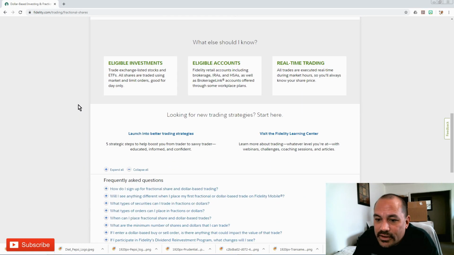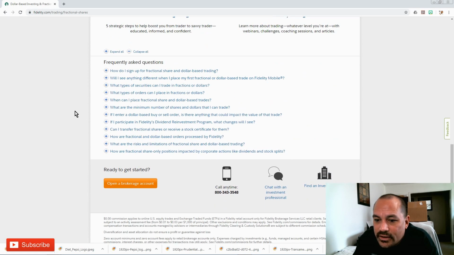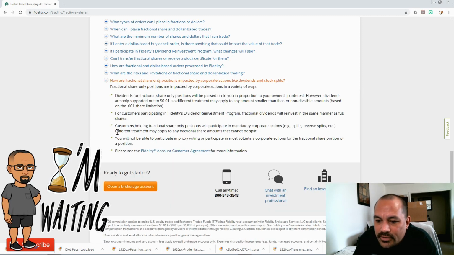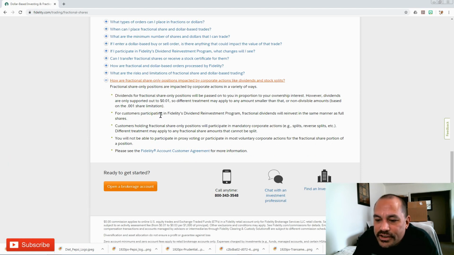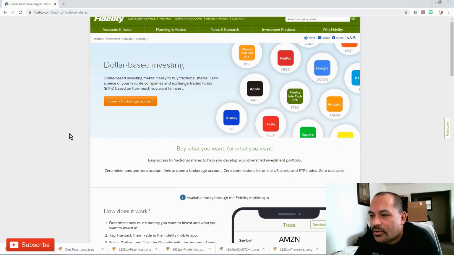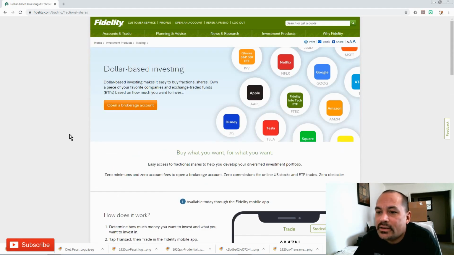Let's see if there's anything that I wanted to touch on here. How are fractional share only positions impacted by corporate actions like dividends and stock splits? Let's see, where was it? For customers participating in Fidelity's dividend reinvestment program, fractional dividends will reinvest in the same manner as full shares. So it's going to be reinvested. So that's another difference between M1 Finance and Fidelity. M1 Finance won't reinvest back into the same stock.